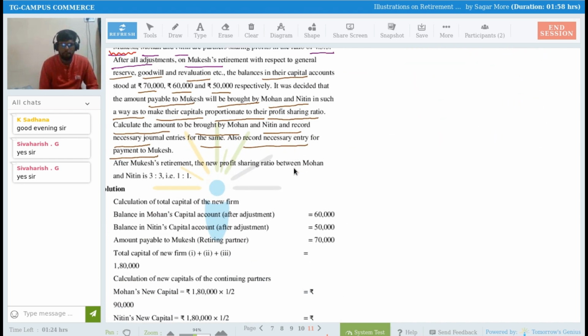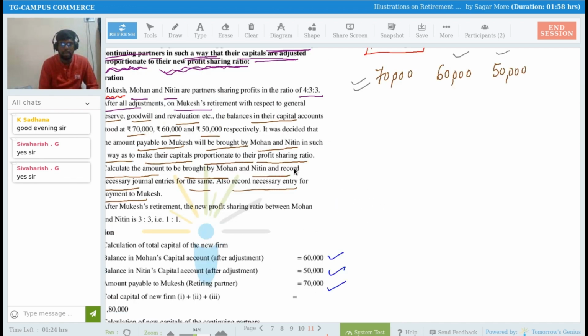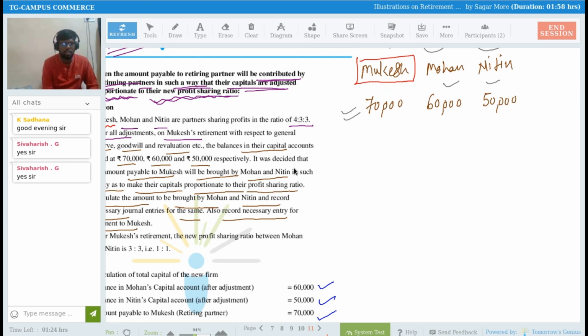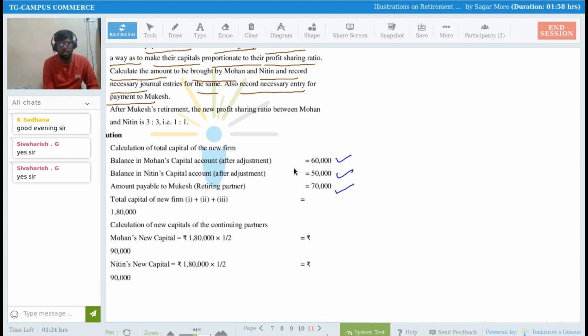Now, how can I solve this, sir? See, what I need to do, step number one is simple. I need to calculate the total adjusted capital of all the three partners together, right? So 60,000, 50,000 and 70,000. I am adding the capital balances which are given to me: 70, 60 and 50. After adding that, I am getting a total of 1,80,000 rupees.